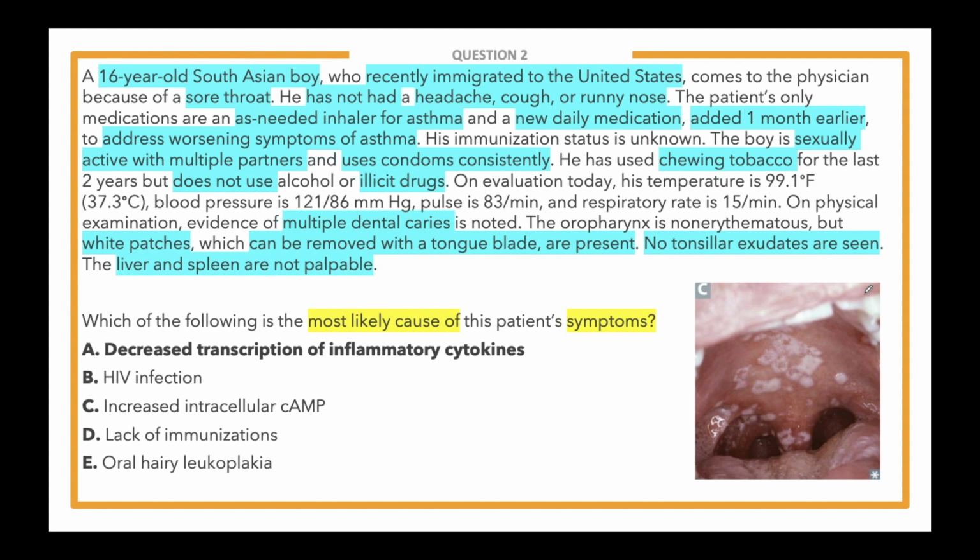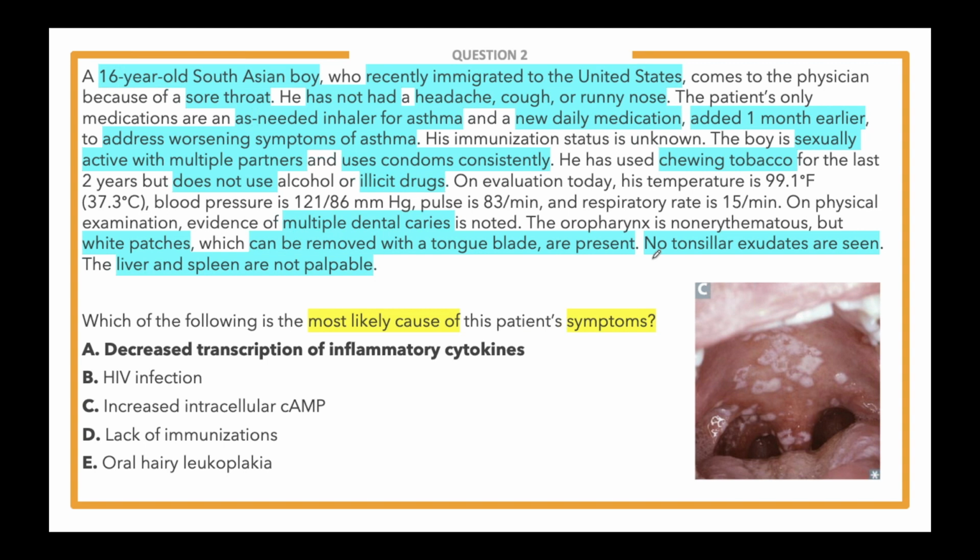But let's talk about the other answer choices and why those may be incorrect. Answer choice E, oral hairy leukoplakia. That is usually more so on the lateral sides of the tongue and is not scrapable. So oral hairy leukoplakia, think of not scrapable. And that usually is secondary to Epstein-Barr virus. So that's not consistent with this patient. Lack of immunization, answer choice D. We don't know this patient's immunization status, and that could be suggestive of things like measles, mumps, rubella.